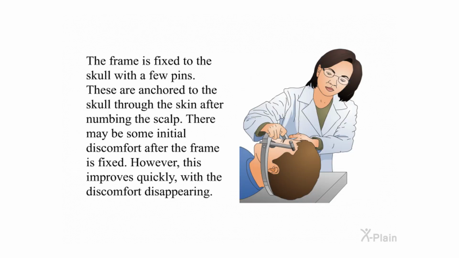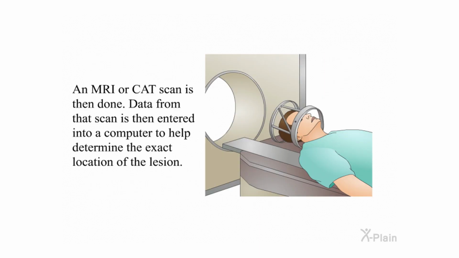The frame is fixed to the skull with a few pins. These are anchored to the skull through the skin after numbing the scalp. There may be some initial discomfort after the frame is fixed. However, this improves quickly with the discomfort disappearing. An MRI or CAT scan is then done. Data from that scan is then entered into a computer to help determine the exact location of the lesion.